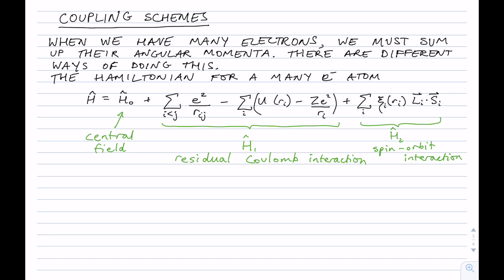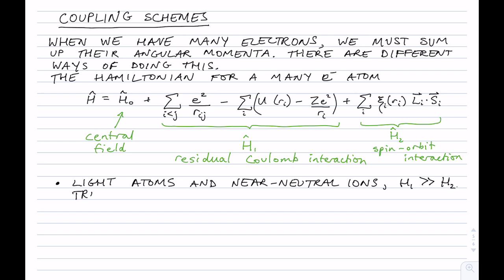Okay, in light atoms and near neutral ions, light ones, H1 tends to be much, much bigger than H2. In other words, the residual Coulomb interaction is more important. So that means we can treat H2 as a perturbation.